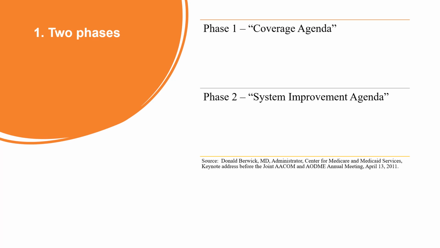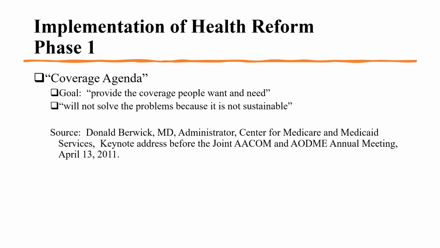He said that there were two phases. One was the coverage agenda, which probably, as the name suggests, has to do with health insurance coverage. And then phase two was the system improvement agenda. So in phase one, this is what Dr. Berwick said. He said that the coverage agenda's goal was to provide the coverage that people want and need. But he also added, and he pointed out, that this will not solve the problems because it is not sustainable.